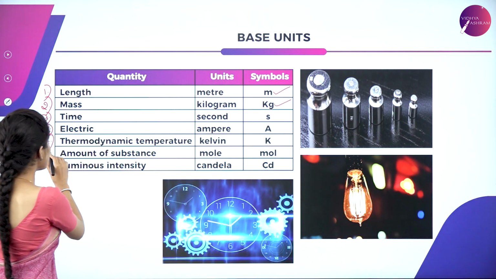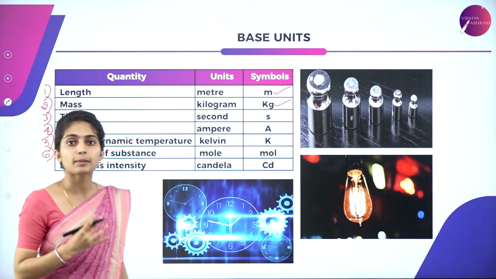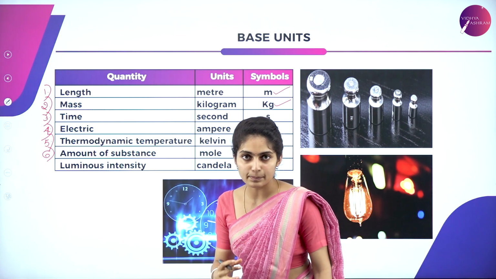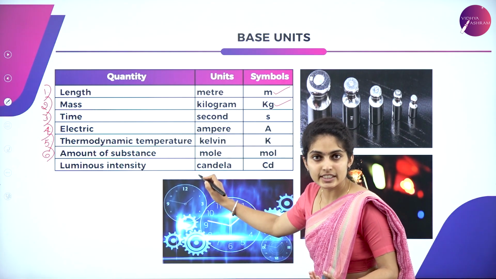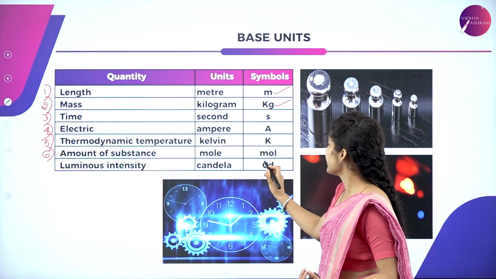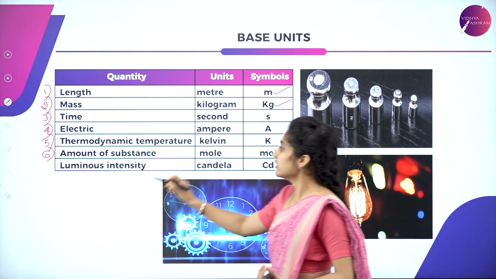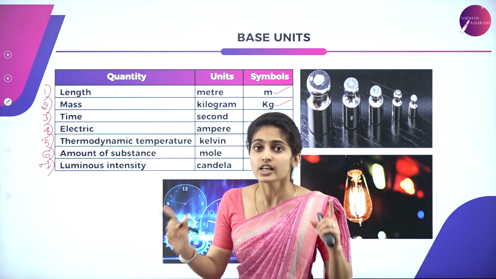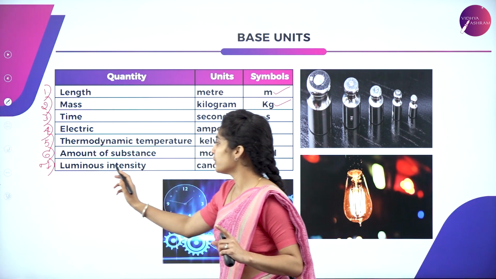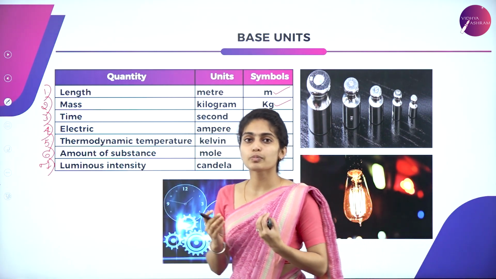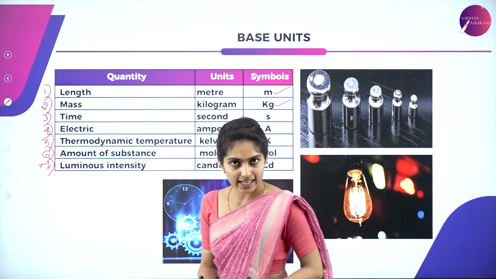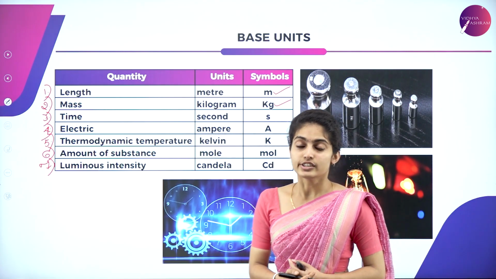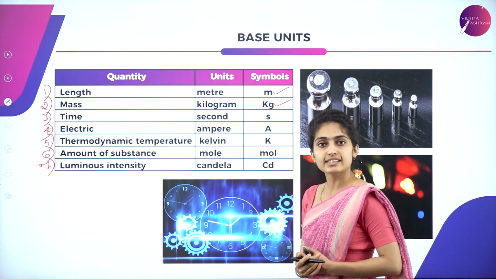And the sixth one is amount of substance. We are calculating the amount of substance. The unit of amount of substance is mole, and the symbol is mol. Okay. Lastly, the seventh base unit. I told you there are 7 base units. The seventh base unit is luminous intensity, which is used to measure the brightness of light. The unit of luminous intensity is candela, and the symbol is cd.